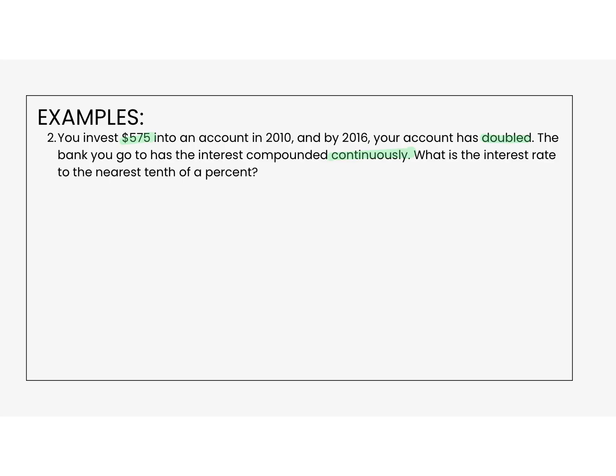We know that because it's compounded continuously, this is my formula. But let's go through what we have. Oops, not E. We know E. It's the same every time.